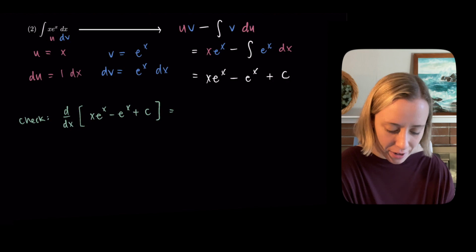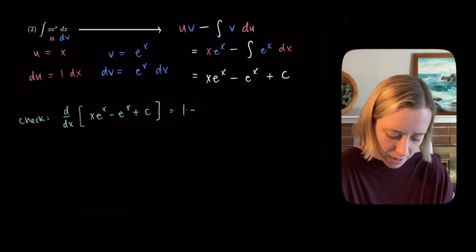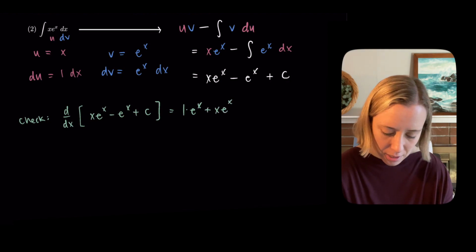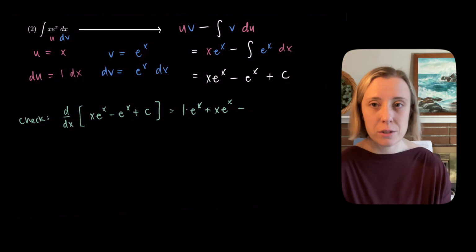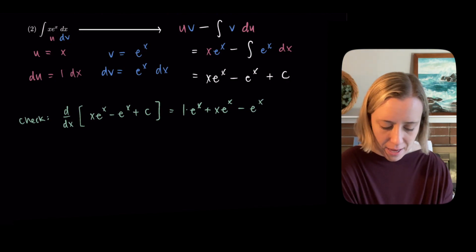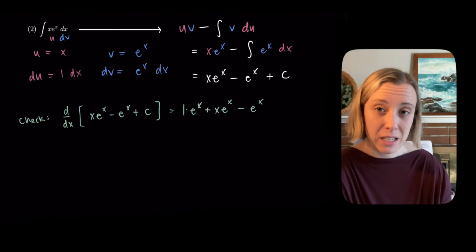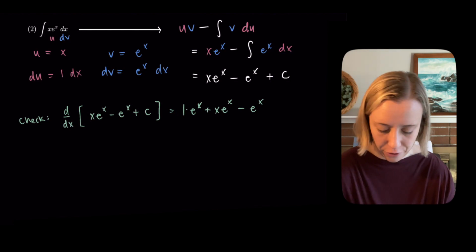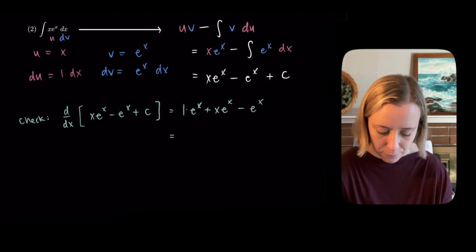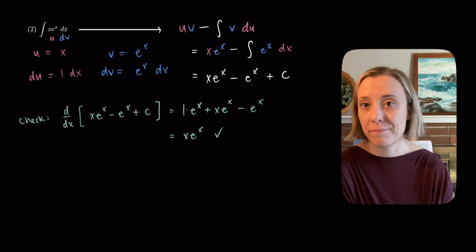So the product rule on x e to the x: let's take the derivative of x first, that's 1. Then the derivative of e to the x, that's e to the x. Then we're on the next part, so now we're subtracting the derivative of e to the x, that's e to the x. And the derivative of c is 0. Okay, so we did product rule on that first part and then just another derivative. And you'll see here that the e to the x terms are canceling out, which is great. So we're left with x e to the x, which was what we started with.